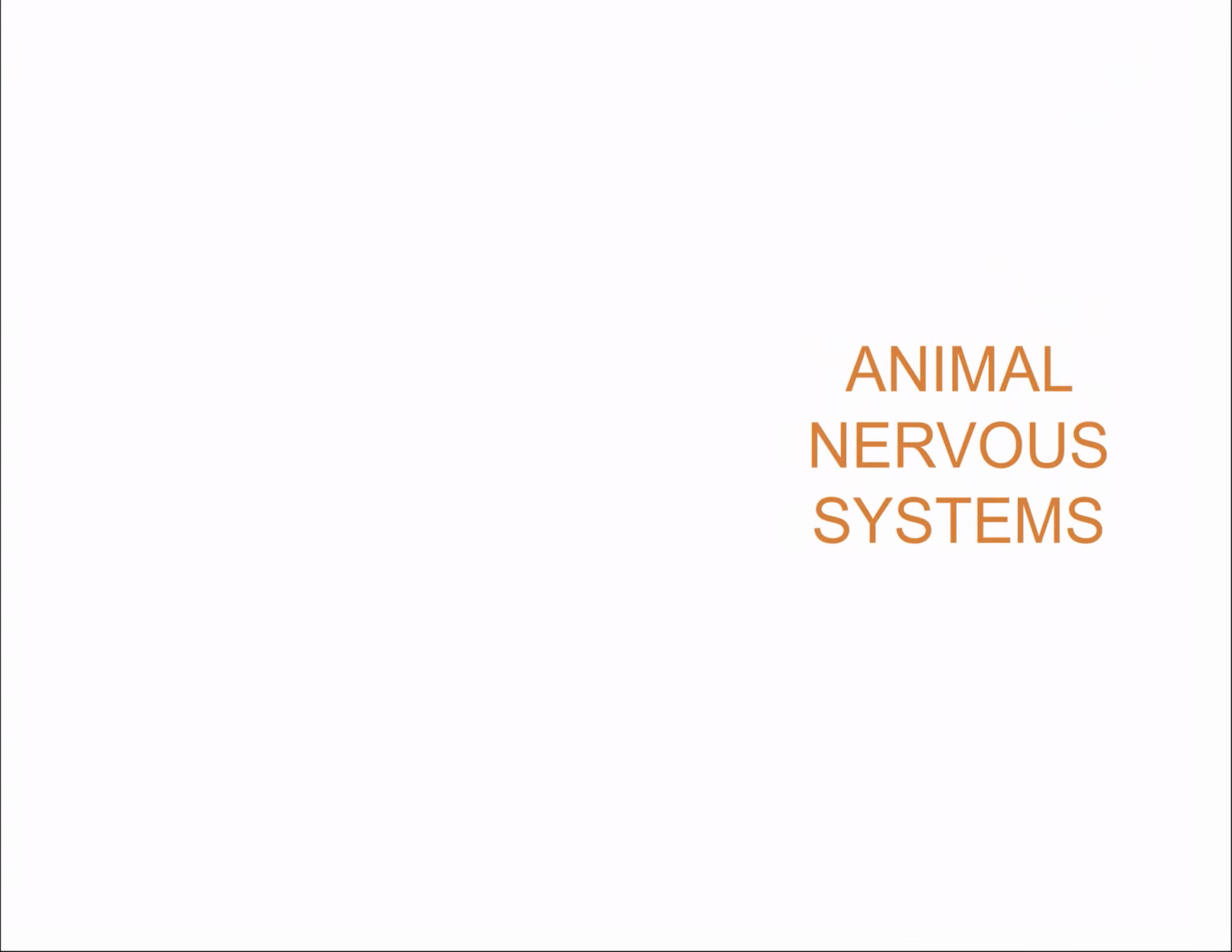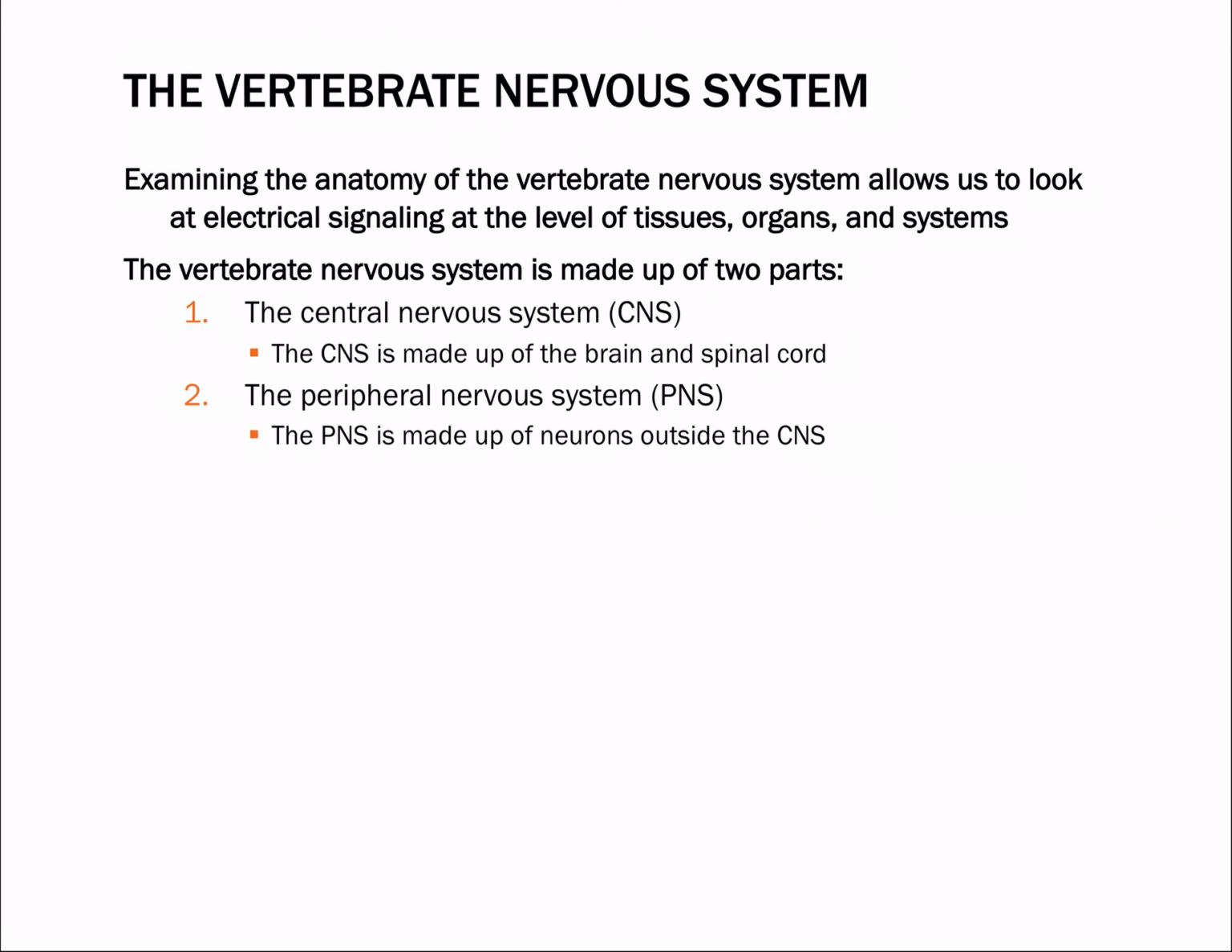Hello everyone, this is chapter 43, Animal Nervous Systems. In this chapter we're going to be looking at the vertebrate nervous system in the most detail, and we're going to look at how action potentials work and how information is transmitted through the nervous system.